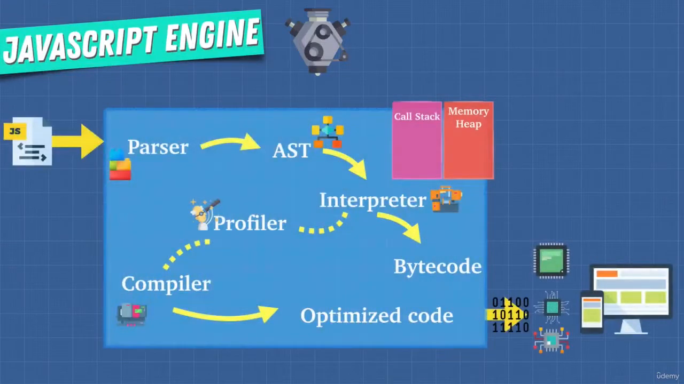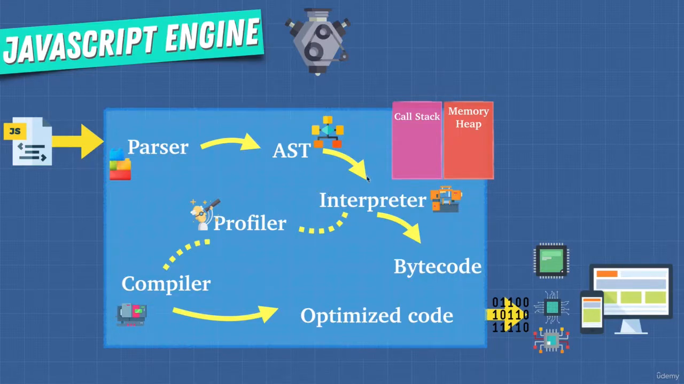Remember, we parse the code, we turn it into an abstract syntax tree, and then this code initially goes to an interpreter. And by the way, again, I'm showing you what the V8 engine does. There are small changes in different engines, but this is probably the best, most optimum way to run the JavaScript engine as I'm recording this video.